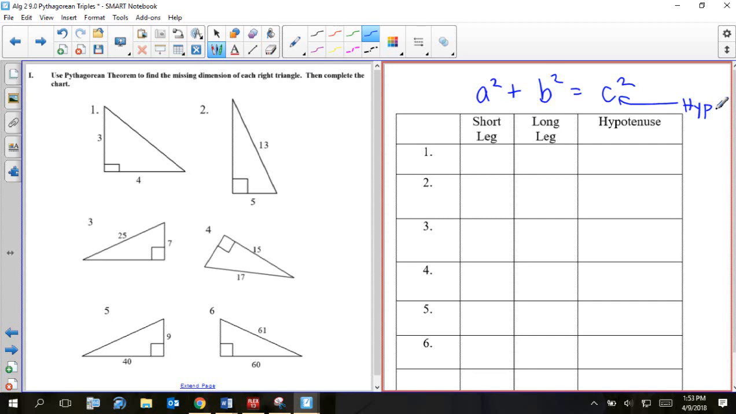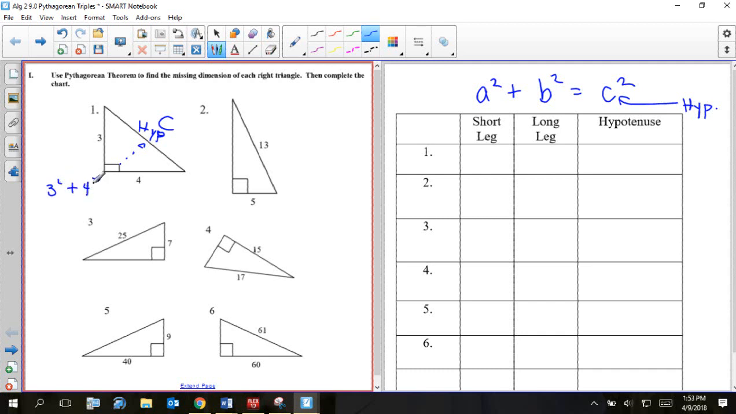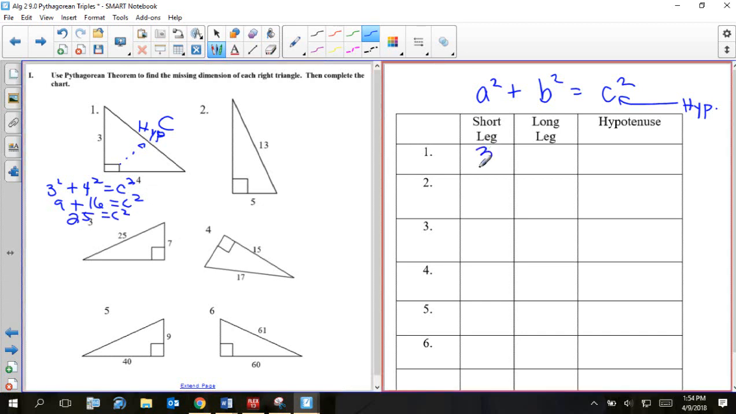But if you did not know that answer, you would say, all right, this right triangle, I do not know the side that is opposite of the 90 degrees, which is my hypotenuse. That's my C. I don't know the C. So I would say a squared, 3 squared, plus 4 squared equals c squared. And we'd add those together. So we get 9 plus 16 equals c squared. So 25 is c squared. And we take the square root, and we get c is 5. Over here, my short leg is 3, my long leg is 4, and my hypotenuse is 5. So that is a triple, 3, 4, 5, that you will want to have memorized.